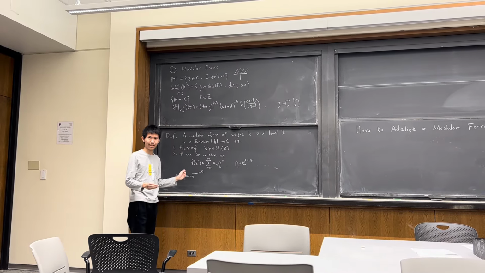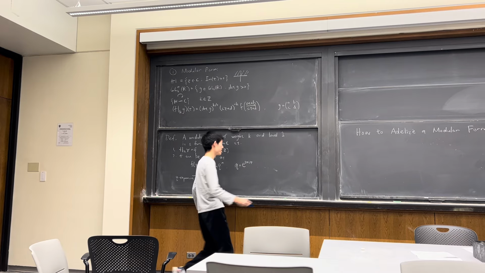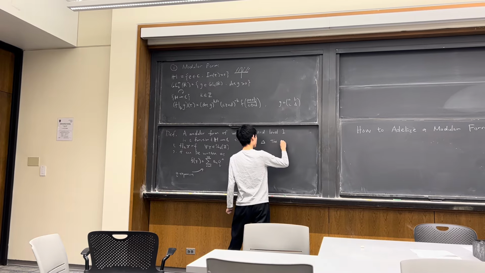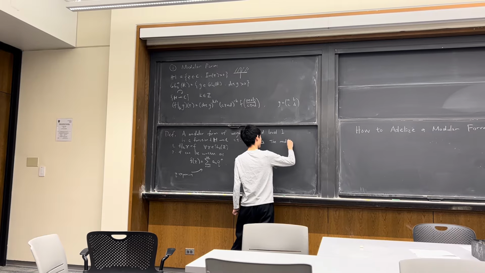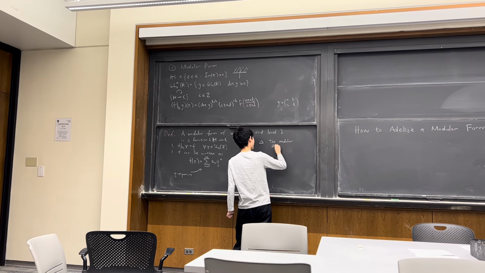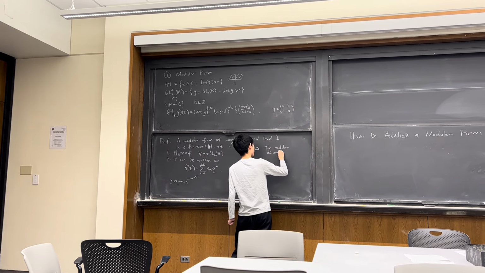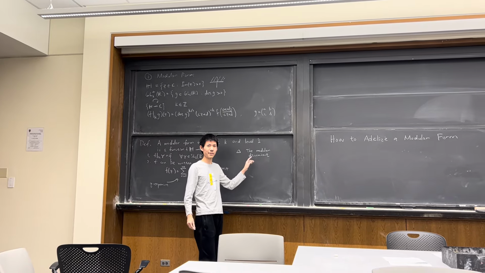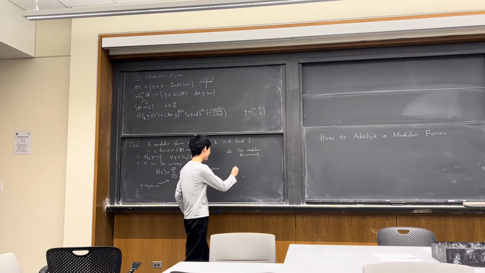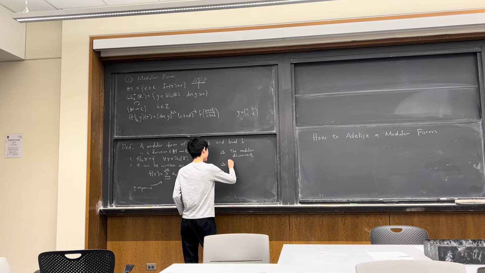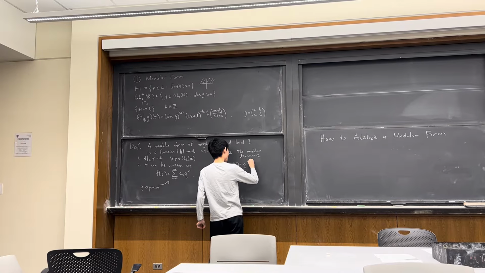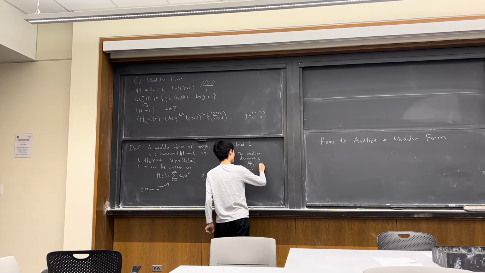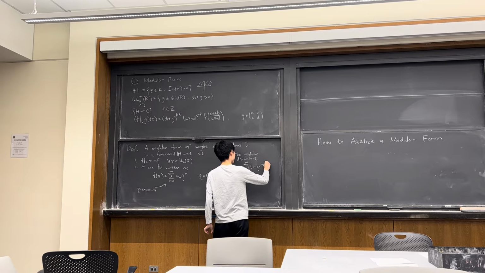Now I'm going to give an example, which is called the modular discriminant. This is my favorite function, actually. It is defined like this. Delta of z is equal to q times the product from n equals 1 to infinity of (1 minus q to the n), all to the power of 24.